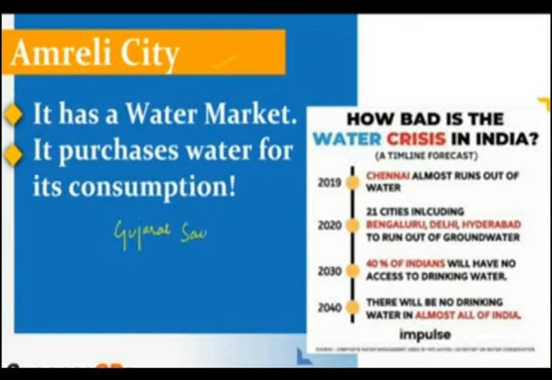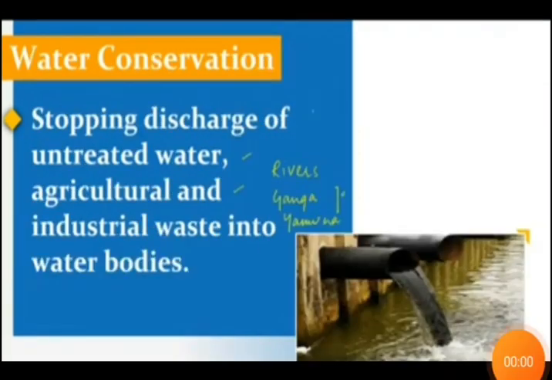About Amreli city, it has a water market. Amreli city is in the Saurashtra region, with a population of 1.25 lakh. The 1.25 lakh people are completely dependent on purchasing water from the nearby talukas. Yes, it purchases water for its consumption, in Amreli city.